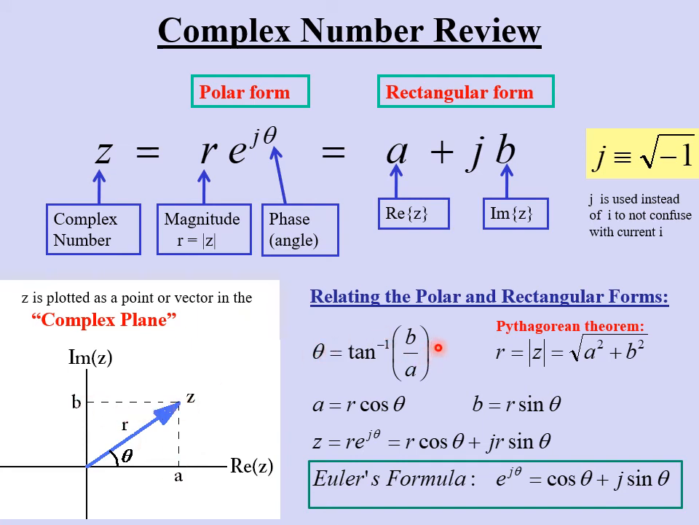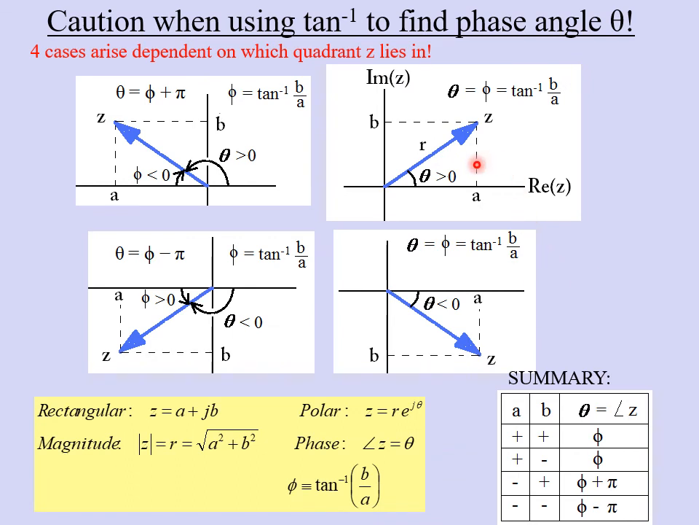But we have to be a little bit careful when we use this definition of theta because it depends on which quadrant of the graph theta falls in. So let's take a look at this just real briefly. There are 4 graphs shown here, and in all graphs, this is the same complex plane, but z is in the first quadrant, here z is in the second quadrant, z is in the third quadrant, and z is in the fourth quadrant.